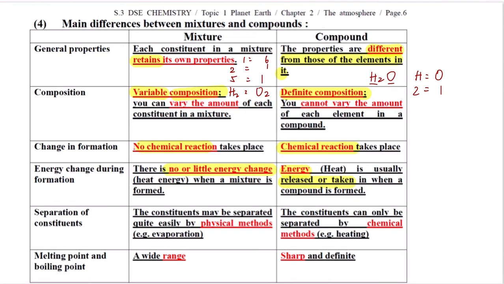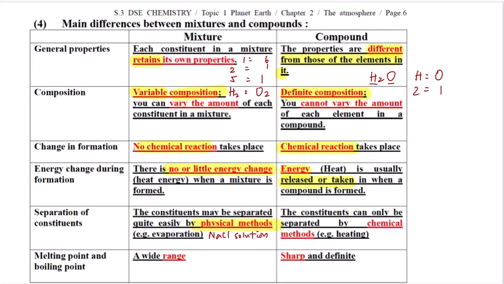And then for separation of constituents, for a mixture, we can separate by a physical method like evaporation. For example, we have sodium chloride solution. So we have sodium chloride in water. We can evaporate the water and then we get sodium chloride. So they can be separated. Sodium chloride solution is a mixture. So we can separate sodium chloride and water by only a physical method, for example, evaporation.